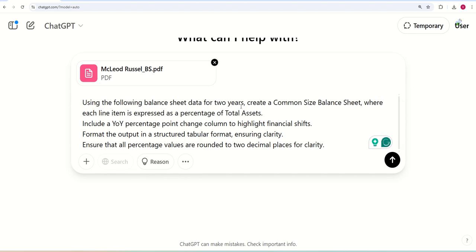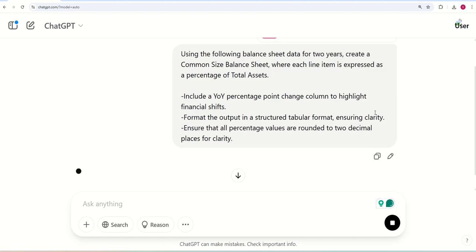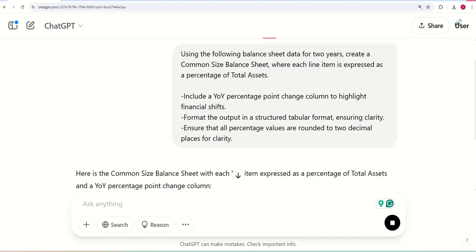I'm saying I have given you a 2 years balance sheet. Create a common size balance sheet where each line item is expressed as a percentage of total assets. It is not that ChatGPT doesn't know how to do it, but I prefer to be structured. That is the reason. So what are the 3 things? Include year-on-year percentage change, which I'll show you in the output part. Format the output as a table and ensure that the percentages have 2 digits. Okay, let me run the prompt and see the output.